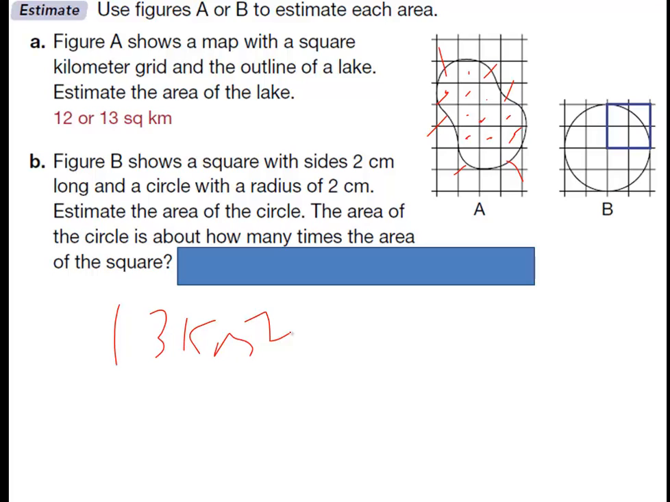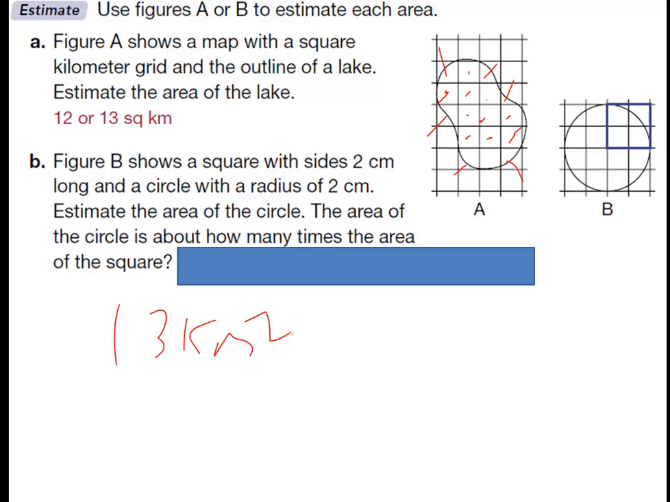All right, Figure B, let's look at that. It says Figure B shows a square outlined in blue. That's 2 by 2. And the circle. It says estimate the area of the circle and then figure out the area of the circle is about how many times the area of the square. Let's calculate that. So let's go ahead and do the circle. Go ahead and stop the video, see if you can do it yourself. See if you can calculate the area of the circle.